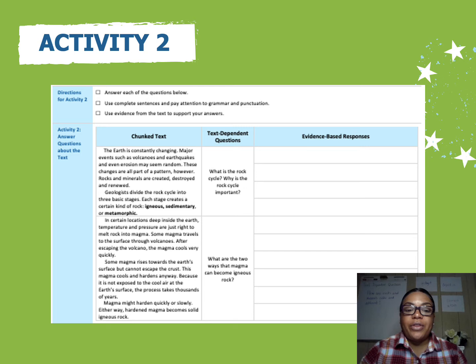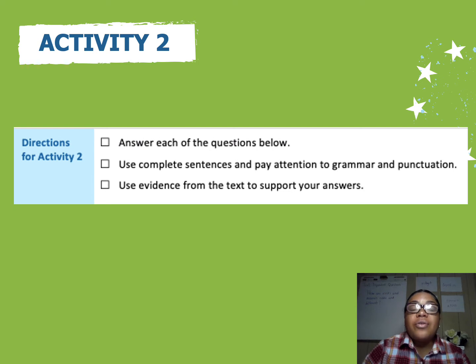Now that we are finished with our first read, I think we're ready to answer questions about the text. Turn to the page in your packet that looks like this. I see directions at the top. Before we do anything, we need to read the directions first. The directions tell us first and foremost we need to answer each of the questions below. We need to use complete sentences and pay attention to grammar and punctuation. And we need to use evidence from the text to support our answers.